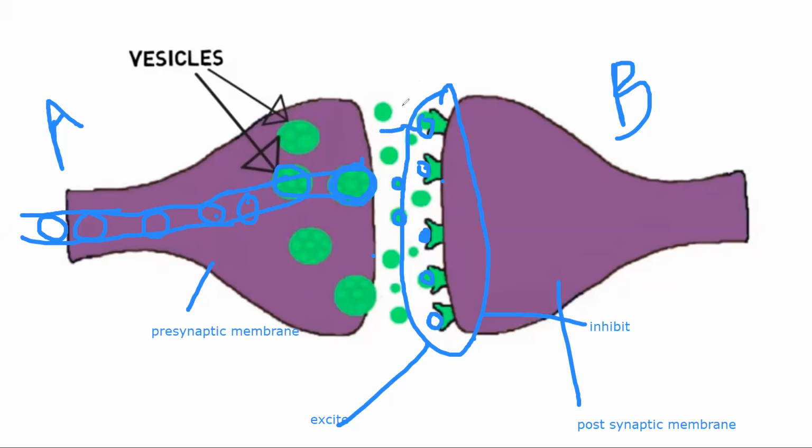We call that space a synapse. It is very, very small. You can't see it with your eyes, so mostly they use a microscope. It is a microscopic space, and we call that space the synapse or synaptic cleft. We call the space or gap between the two neurons the synapse or synaptic cleft.